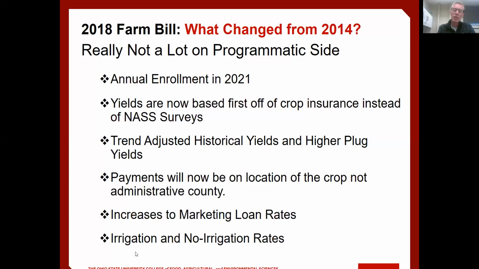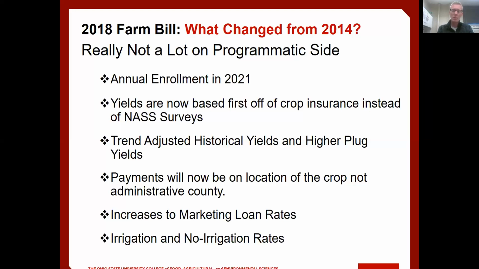We also see additional irrigation and non-irrigation rates. For Ohio, there are 4 counties that now qualify for irrigated corn acreage. There are 9 counties that qualify for irrigated soybean acreage, and there are 0 counties in Ohio that qualify for irrigated wheat acreage.